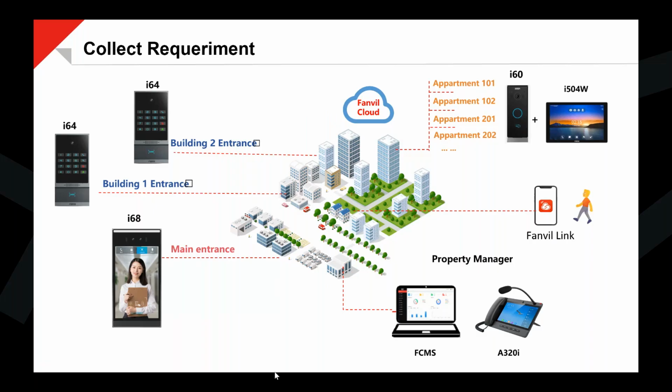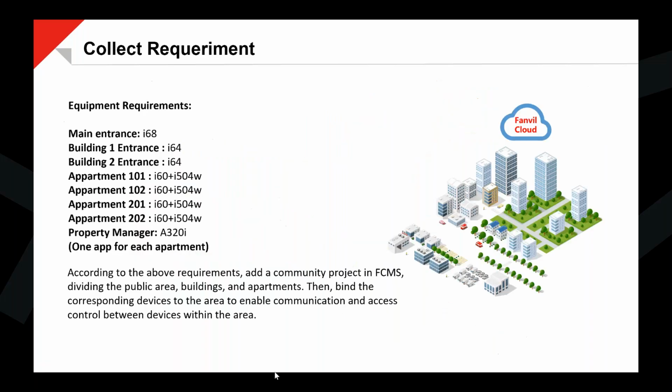So as I already mentioned, the requirement for this project is a main entrance with the A68, building 1 and 2 with A64. Each apartment will have the E60 and the E504W, and the property manager will have our console A320A, and one app for each apartment.